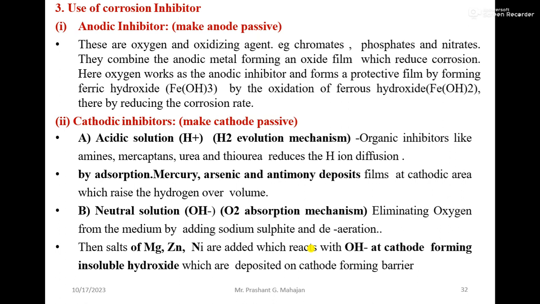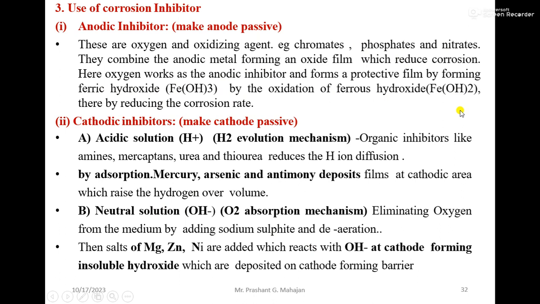So for that you must know the hydrogen evolution mechanism and the oxygen absorption mechanism. In both cases the reaction is taking place at the anode, and Fe is going to oxidize to Fe2+. So you are going to add oxygen or oxidizing agents like chromate, phosphate and nitrates. That will combine with the iron metal and form ferrous hydroxide.